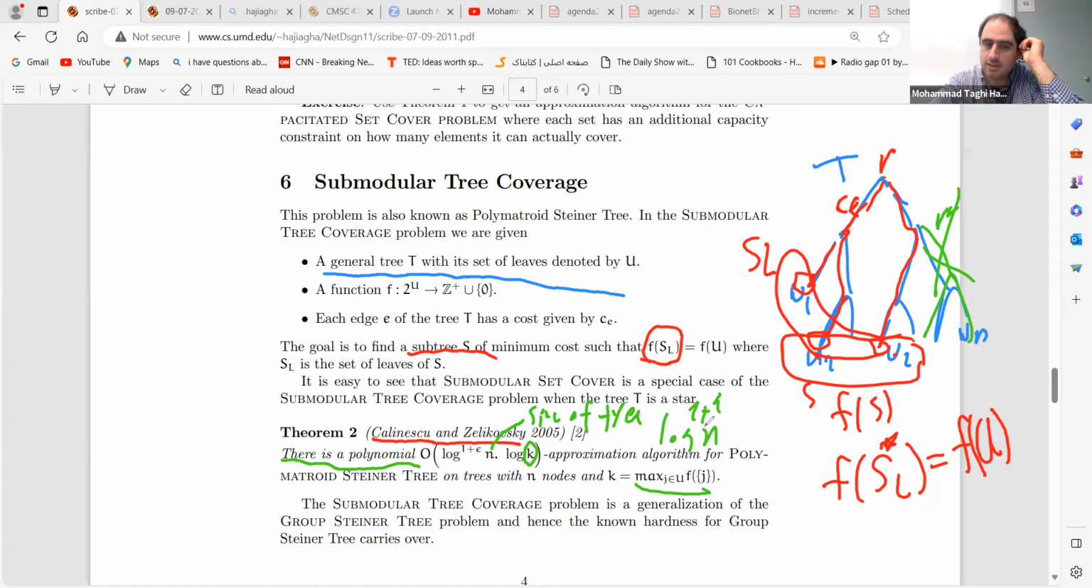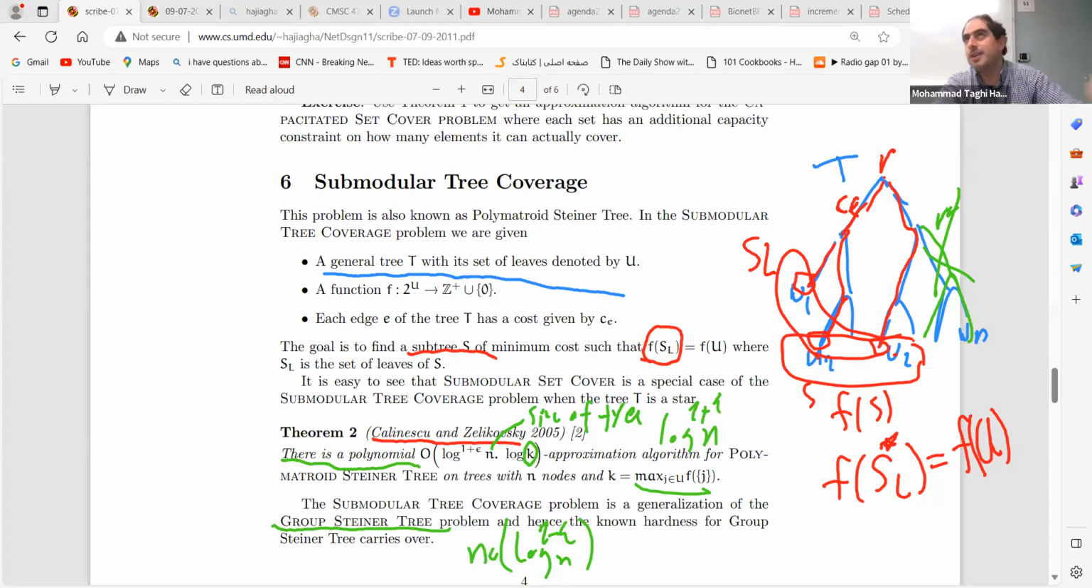There is this algorithm for the submodular tree coverage problem, which is good. Now this problem generalizes a few problems. In particular, it generalizes the group Steiner tree problem. I defined this problem. But for group Steiner tree, we know that you cannot get log n to the 2 minus epsilon. No such thing is possible.